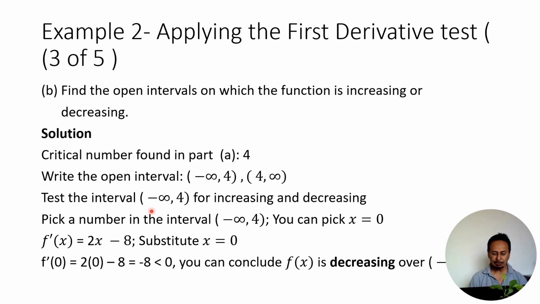Now we test the first interval, negative infinity to 4, for increasing or decreasing. You can pick a number in the interval negative infinity to 4, let's say 0, and substitute in the first derivative f prime x equals 2x minus 8. So f prime 0 is 2 times 0 minus 8, which equals minus 8, less than 0. So we can conclude f of x is decreasing over the interval negative infinity to 4.